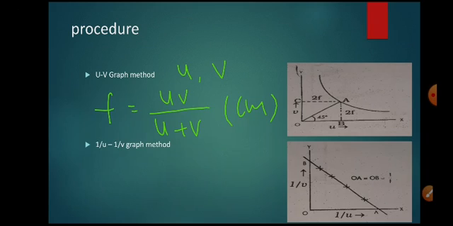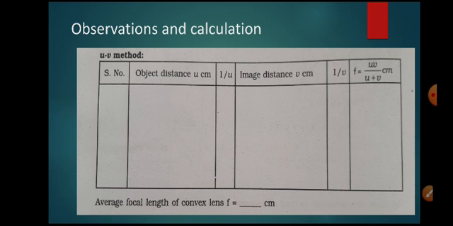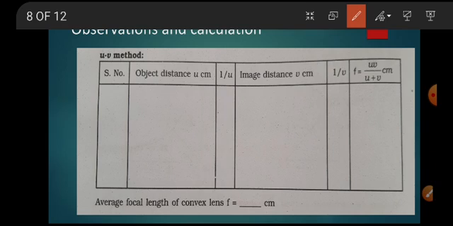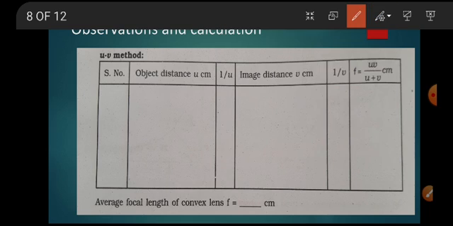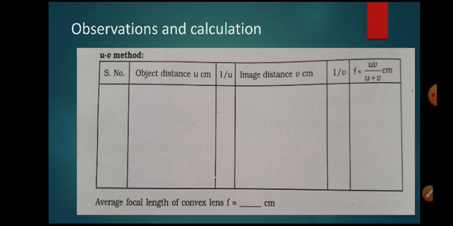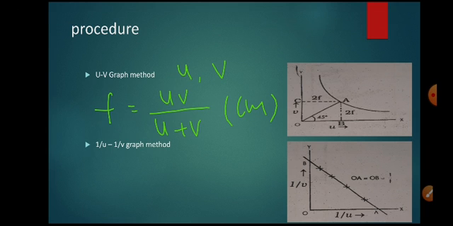So you have taken these values. If you know the u value, then you will have the 1 by u value. You have the v value, so you can find out the 1 by v value. From this you can calculate the focal length. In 1 by f equals 1 by u plus 1 by v, you know the values, so you can substitute the values.